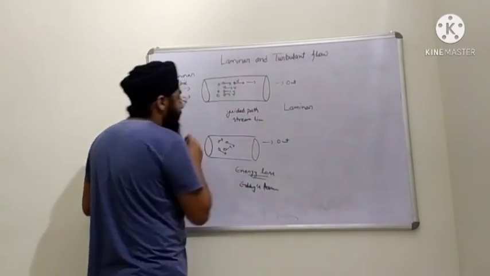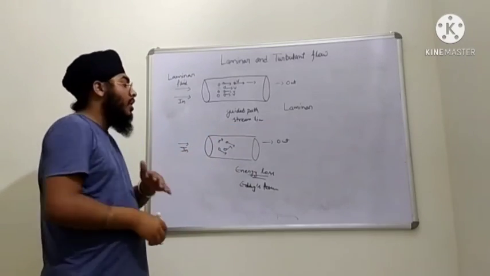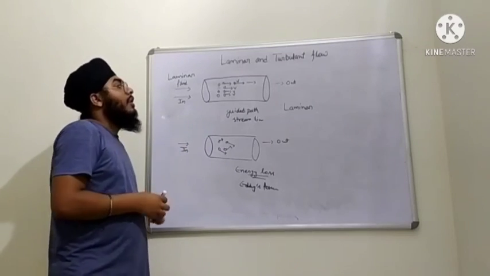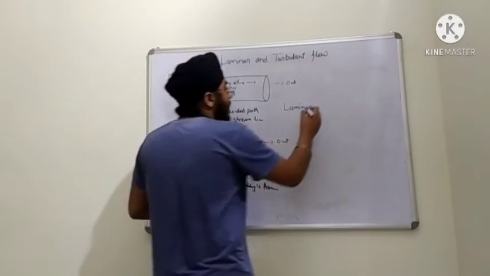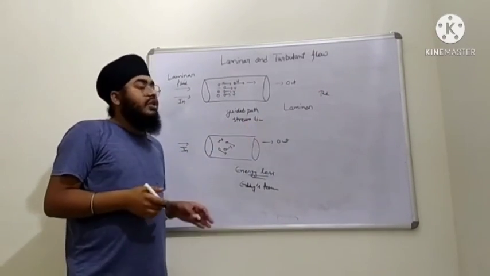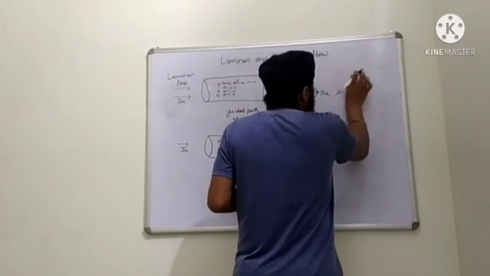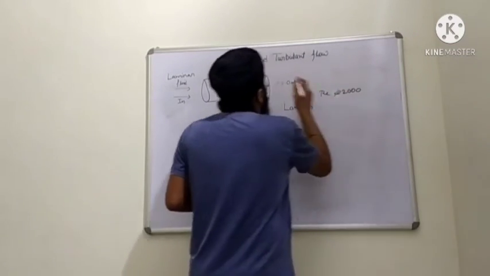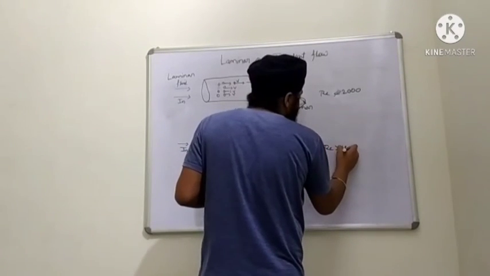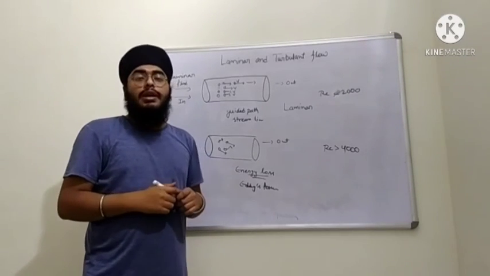Now, when the particles do not follow the streamlines, or do not follow the guided path, or go in zigzag positions, this flow is known as turbulent flow. We can also define laminar and turbulent flow with the Reynolds number, which we have discussed earlier. The Reynolds number is the ratio of inertial force to viscous force. If the Reynolds number is less than 2000, the flow is known as laminar flow, and if the Reynolds number is greater than 4000, the flow is known as turbulent flow. So this was laminar and turbulent flow.